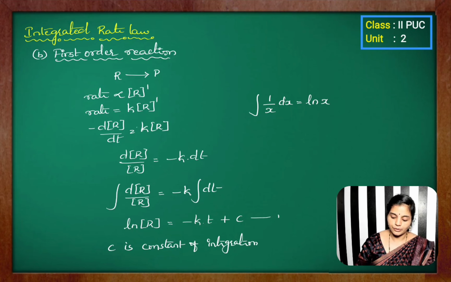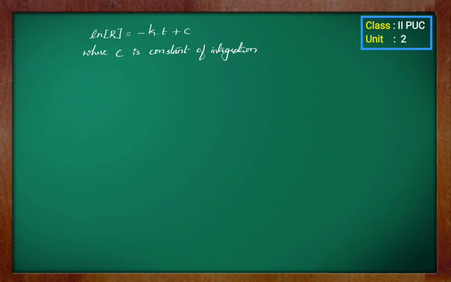I'll denote this equation, which is obtained after integration, as equation 1. Now let's find the value of the integration constant and substitute it. At time t is 0, we have the concentration of reactant R equal to R naught, that is, the initial concentration of the reactant.